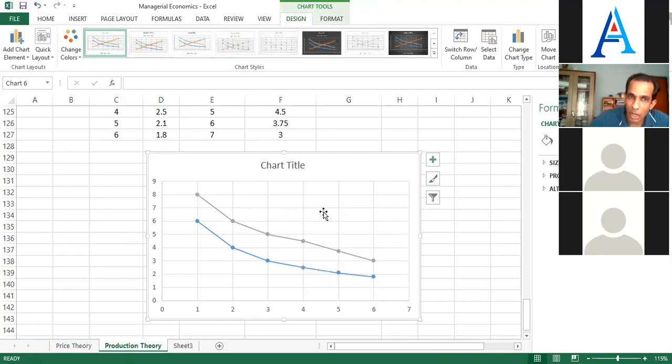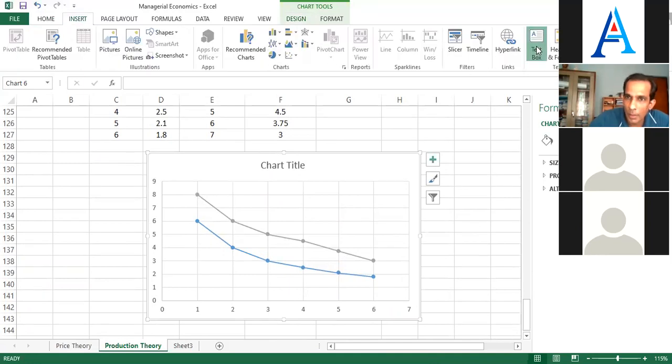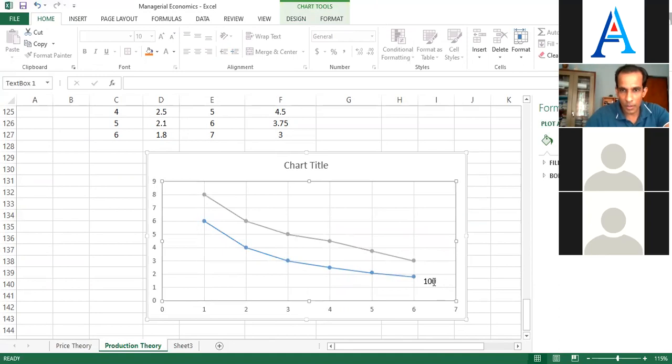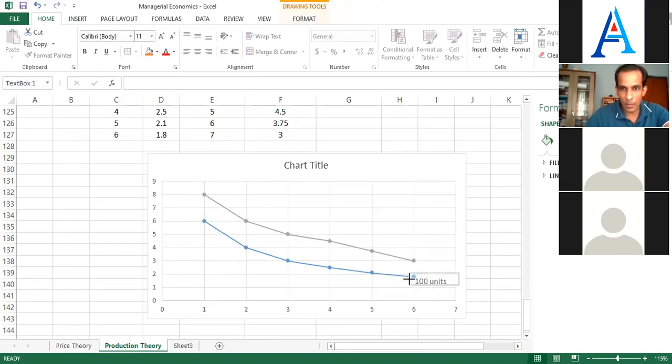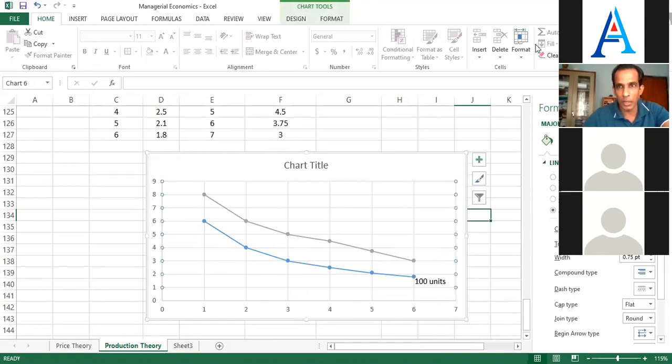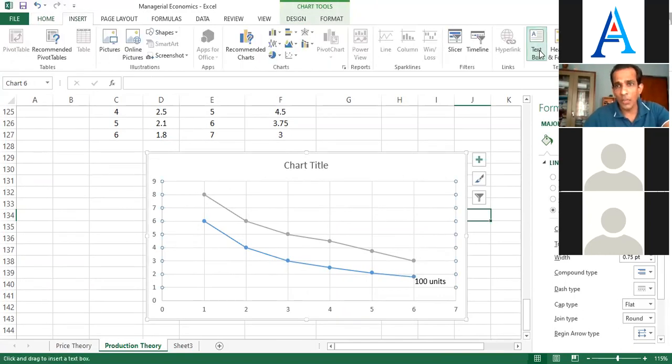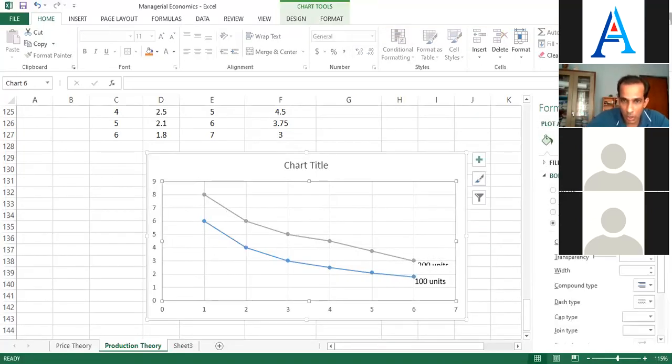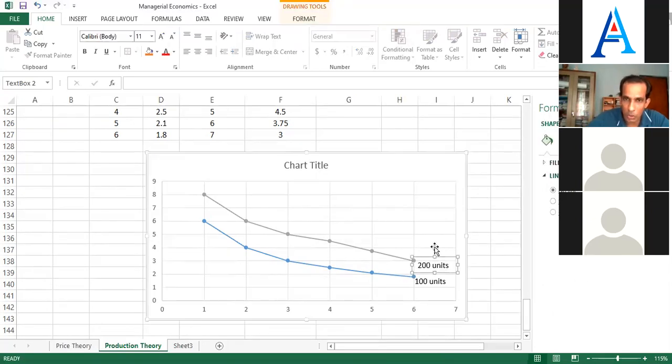That means in the isoquant curve, we can include this, which may be 400 units. This is maybe 100 units, and the next one may be for 200 units. In this way, if the firm wants to produce more, they have to use more inputs. So the lower curve shows low output, but the higher curve shows high output.